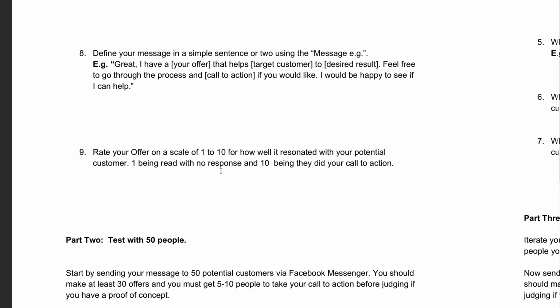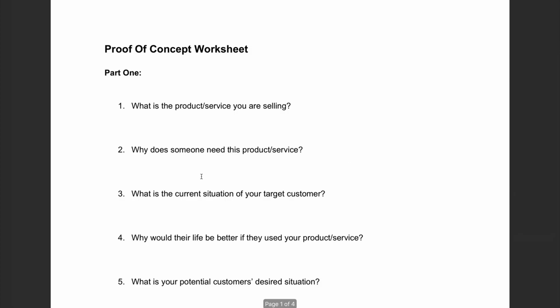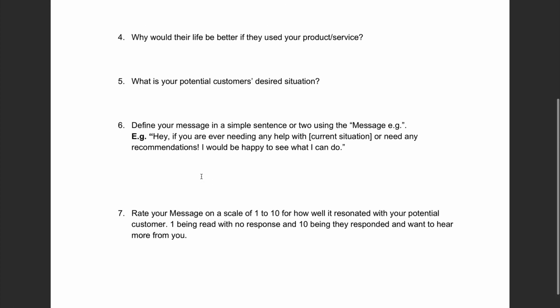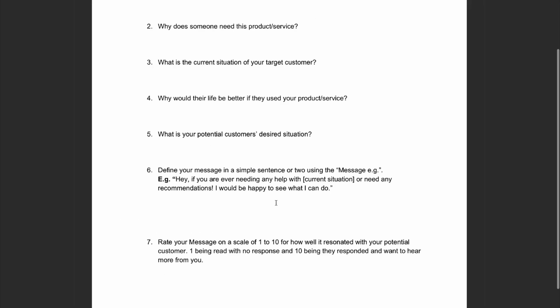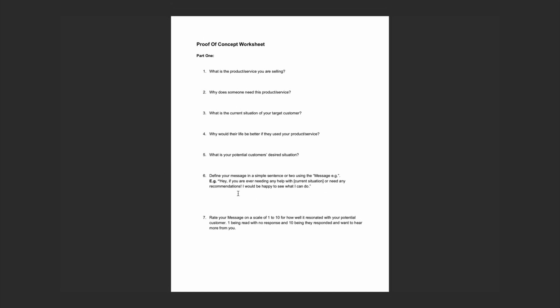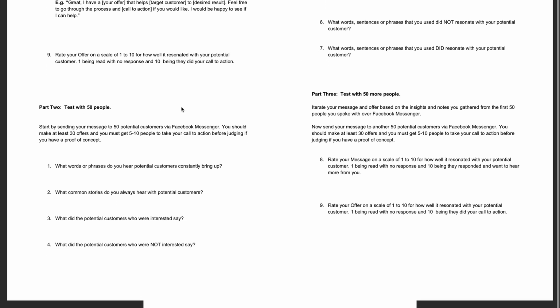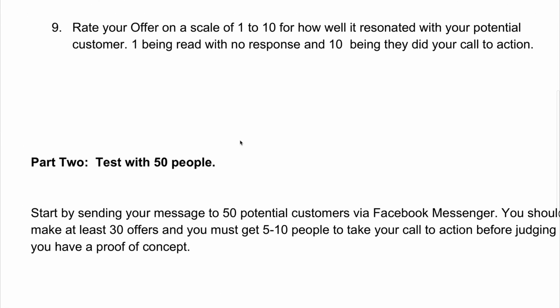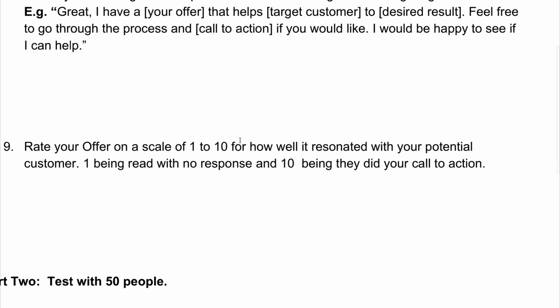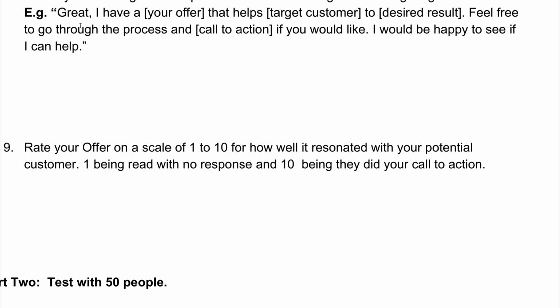And I believe we skipped one right here. So we have define your message, and then we have the next one, which should be define your offer. So if I can zoom in here. So the offer. Here's an example. Great. So after you basically send the very first message and they respond saying they are interested, you're going to make an offer. You're going to say, great, I have your offer, insert here, that helps target customer to get desired result.